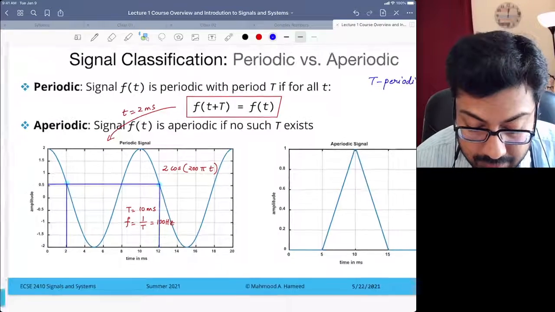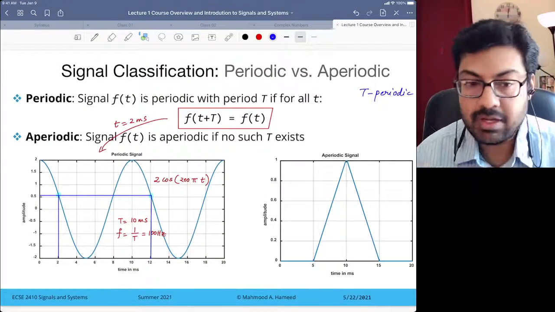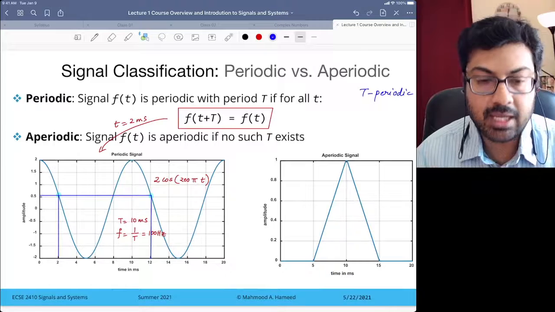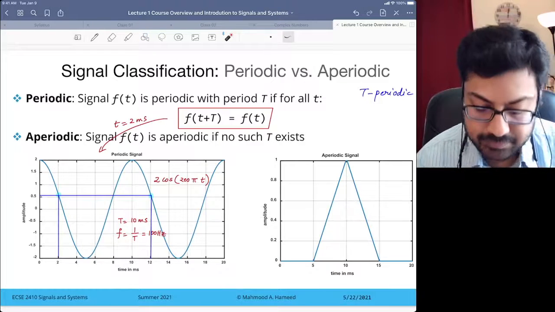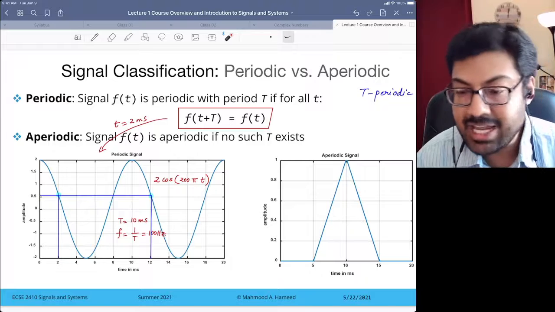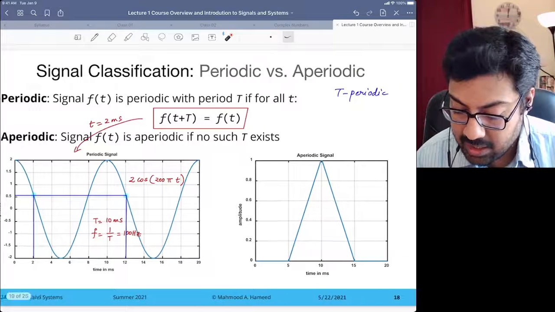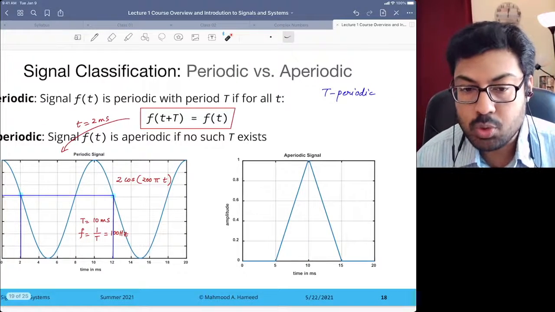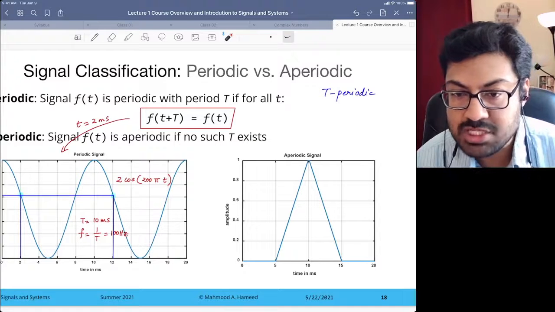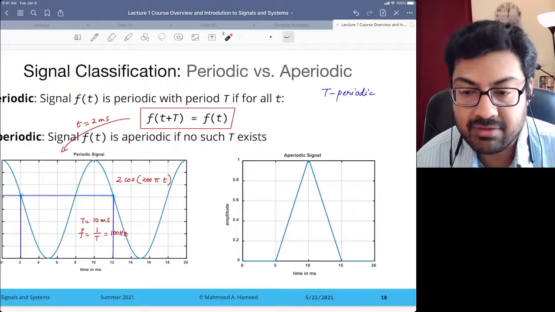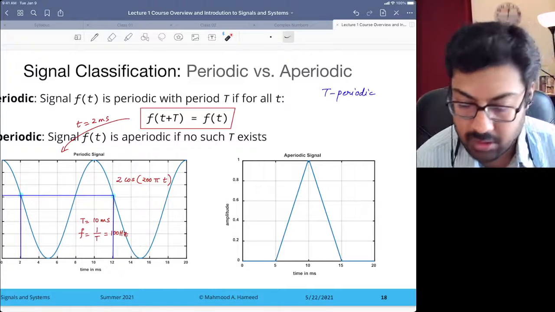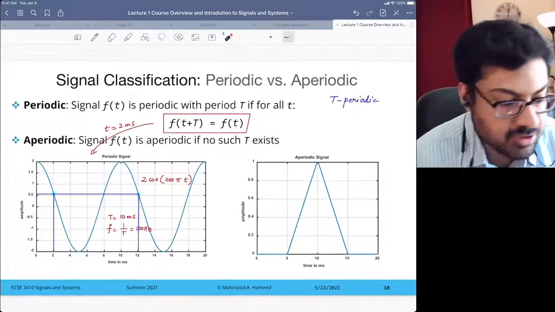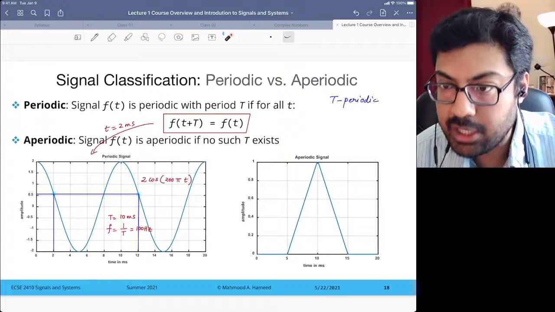So that's your periodic signal. If it satisfies that criteria, then you know that it is a periodic signal. But if it doesn't, then it's an aperiodic signal. So an aperiodic signal is shown on the right. There's no such cap T that satisfies that criteria for this. So it's an aperiodic signal on the right. Questions about this classification, periodic versus aperiodic?